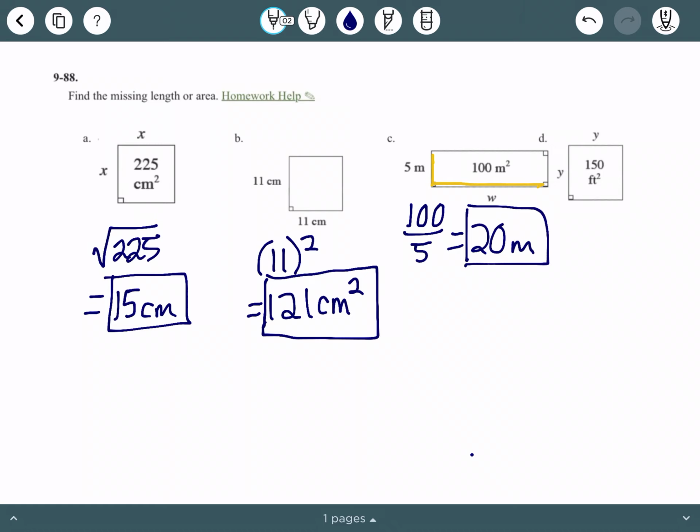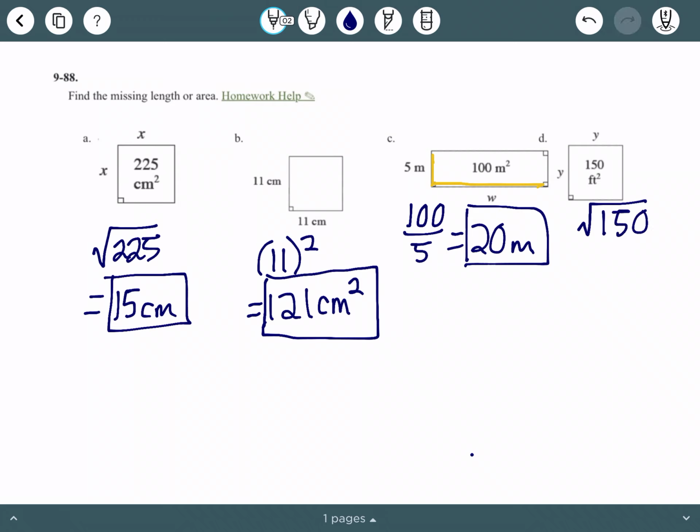All right, and finally, we have for part D, a square, and you can see that it is y by y, so that's telling us that all of these side lengths of the square are going to be the same length. So to unsquare our area, we're going to take the square root of 150.